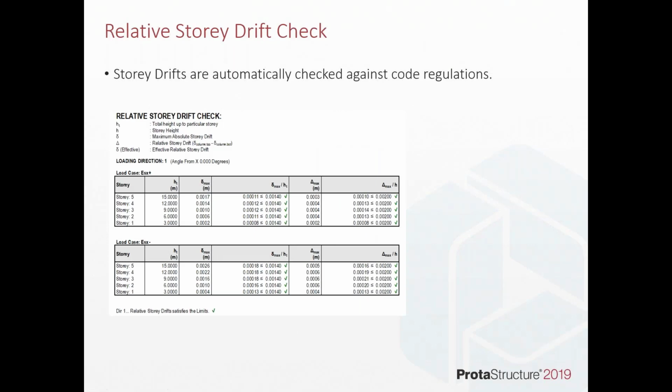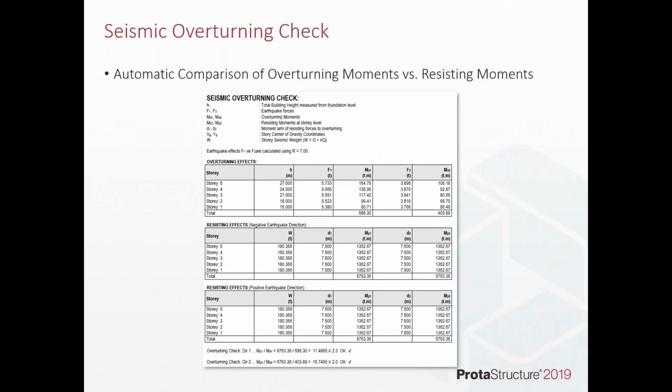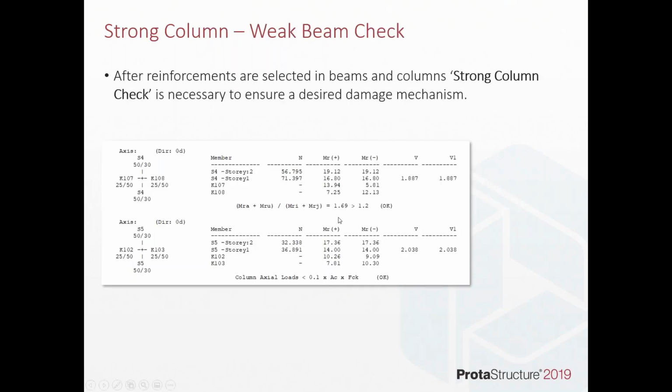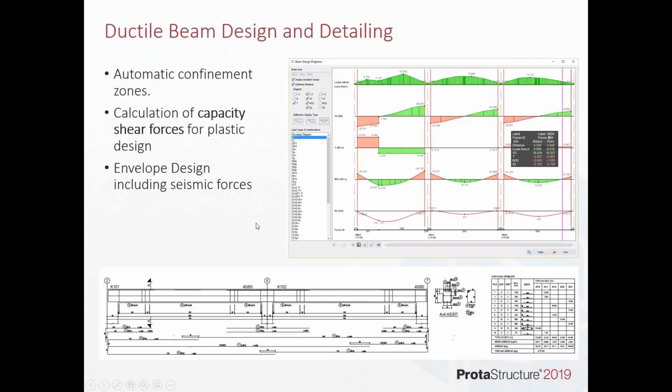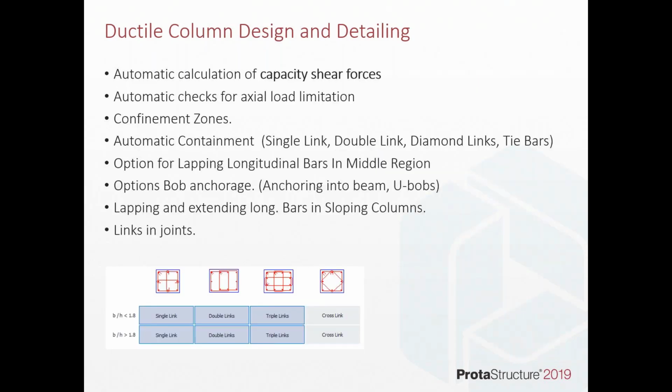We will check relative story drift and second order effects. Basic checks like overturning are all being done. I showed you the strong column, weak beam checks that have been performed, as well as the joint shear checks. Now, the ductile design and detailing for both the beams and columns, based on capacity shear and the ductile code detailing requirements, is all being performed, and that includes detailed checks for confinement.